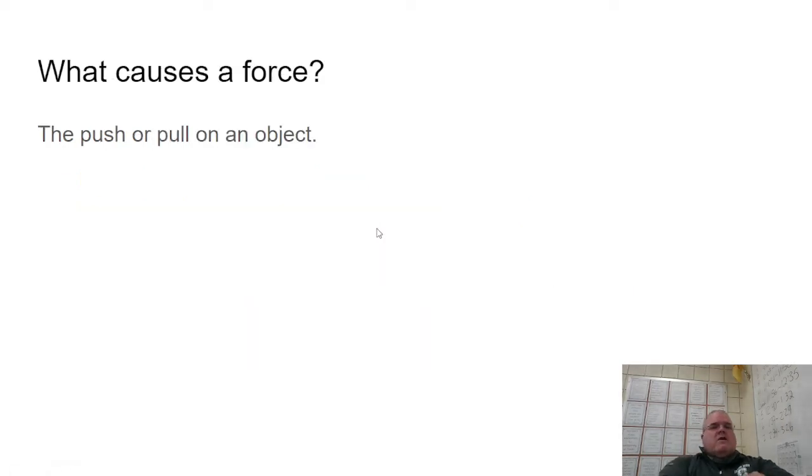So the first thing I want to talk about is what causes a force. What causes a force is simply a push or a pull on an object, anything that changes the object's motion. If it causes it to move, then a force was placed on it. If it causes it to speed up, slow down, move to the left, to the right, up, or down, those are all things that are caused by forces.